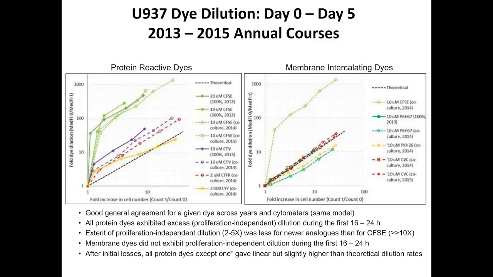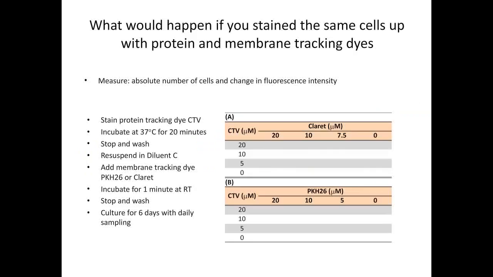That's different if we go to the right-hand side, where we have the one green line. You can see that that's coming in from CFSE versus the membrane labeling dyes, which pretty much track the theoretical. That's the black line that's going through the plot. So with the membrane dyes, we're seeing less of this unexplained fluorescence loss than we do with the protein-reactive dyes.